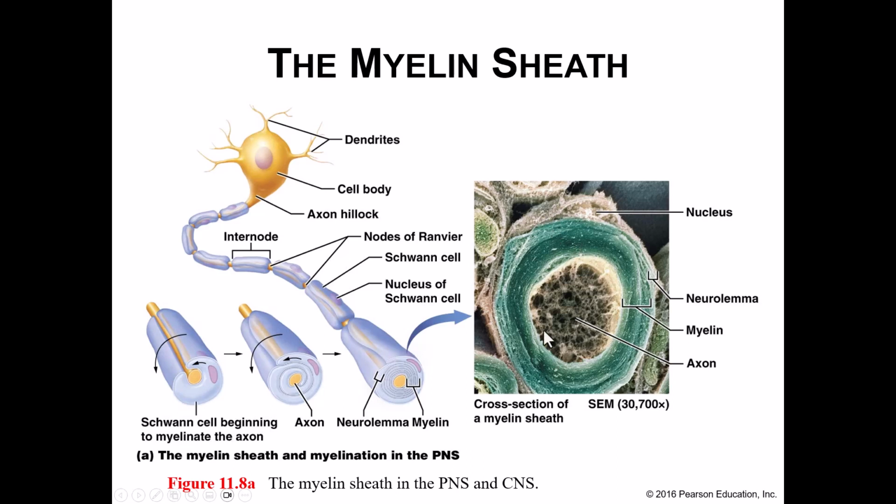And here's an actual photomicrograph where you can see the myelin. And so the myelin are those individual layers of the Schwann cell wrapped around the neuron, and then this outer layer is that neurolemma where most of the cell components have been pushed out.